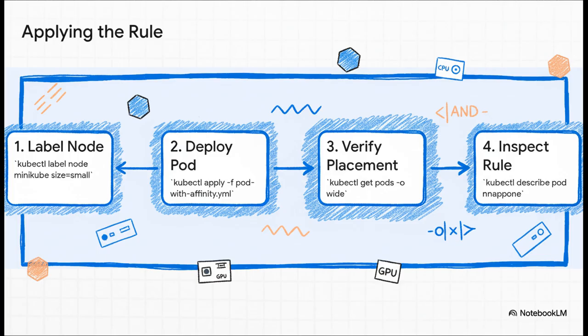Third, you check your work. Just run a kubectl get pods to make sure it landed where you expected. And finally, you can always use kubectl describe to see the scheduler's own event log. It's that easy. Label, deploy, and verify.